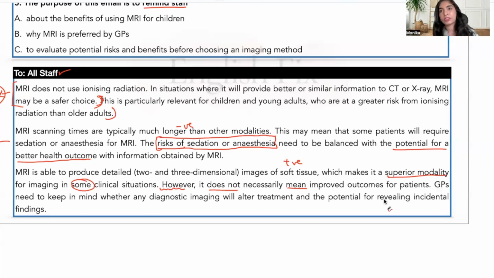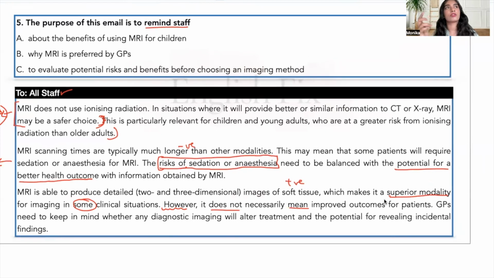For example, somebody saying, oh, I bought this shirt from Zara or some very expensive brand, does not mean that it looks good on you, right? Just because it is expensive does not mean it is giving you the outcome that you wanted. Similarly, just because it gives you very detailed images does not mean improved outcomes for patients. So again, they are trying to warn me here.